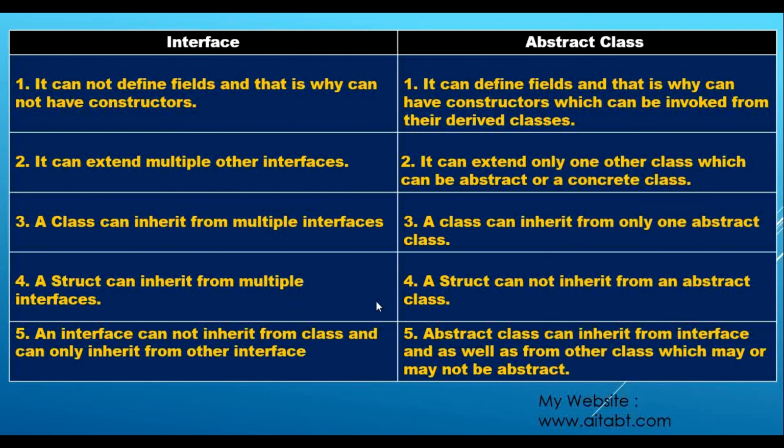And now the fifth and a very important point: an interface cannot inherit from a class and can only inherit from another interface. But in case of an abstract class, an abstract class can inherit from an interface as well as from another class which may or may not be abstract. That's the same point I told you at the very start, looking at that diagram: an interface cannot inherit from a class, but this abstract class can inherit from both class as well as interface, and that's what this point says.